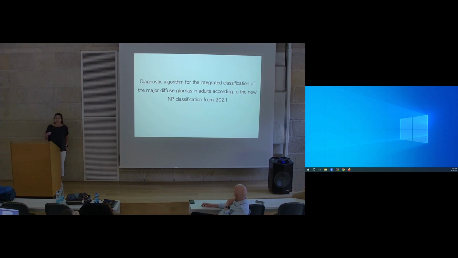In 2021, the neuropathological classification changed a lot. In former times, we just looked at the cells. So how do they look? Do they have necrosis?